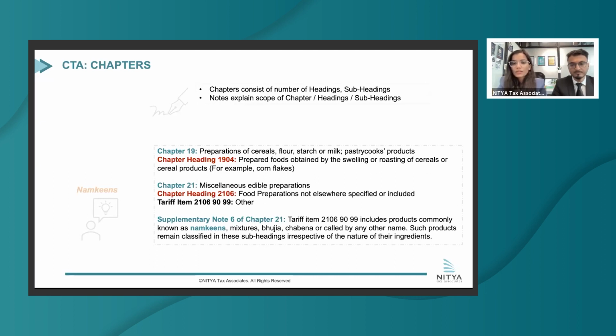So even if their ingredients are classified under a separate heading, if they are known as namkeen, it will be classified under 21. Now, 1904 was quite clear that when we roast a confluct, it becomes a namkeen and it should be classified under 1904. But the note of chapter 21 clearly says that namkeen has to be classified under 21. So that is how chapter notes become relevant. If we don't read the chapter notes, we'll definitely classify it as a roasted namkeen under 1904, and we will not come to the residuary entry.